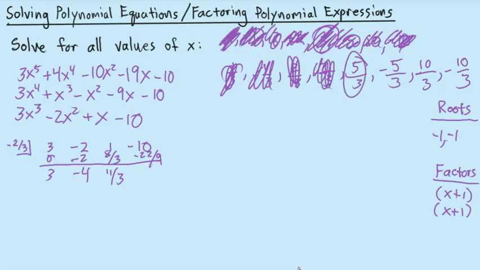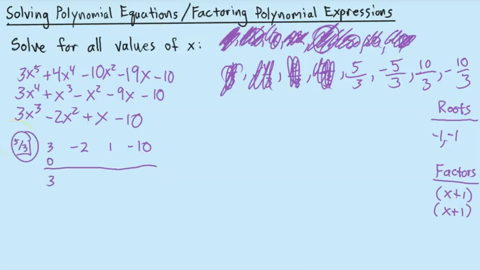Now we're going to try 5/3. All right, we'll put a 0 under the 3. 3 plus 0 is 3 times 5/3 is 5. 5 plus -2 is 3. 3 times 5/3 is 5. 5 plus 1 is 6. 6 times 5/3, so 6 times the numerator, 5 is 30, divided by 3 is 10. So put a 10 here. Minus 10 is 0. Yay, we did it. We found one.